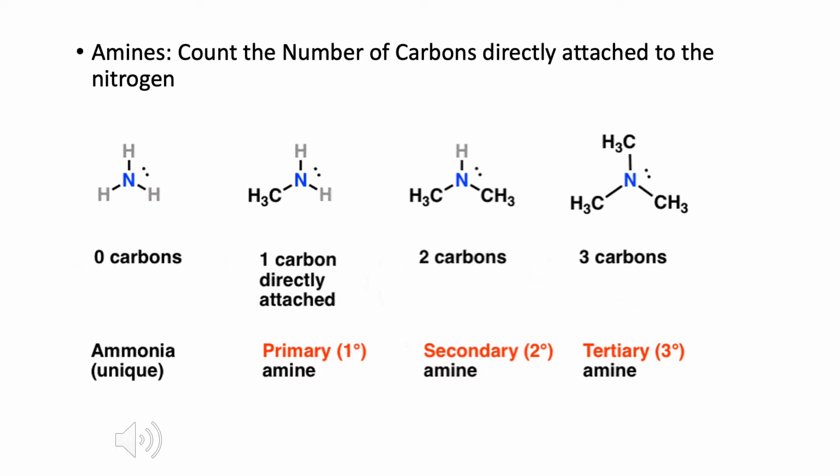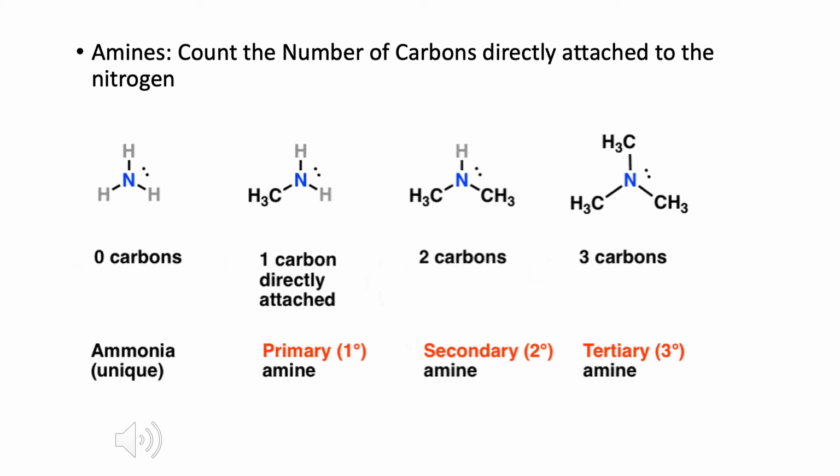Next, we have amines. Amines are classified according to the number of carbon atoms bonded directly to the nitrogen atom. This is a principle that is followed. Primary, secondary, and tertiary amines are nitrogens bound to 1, 2, and 3 carbons respectively.